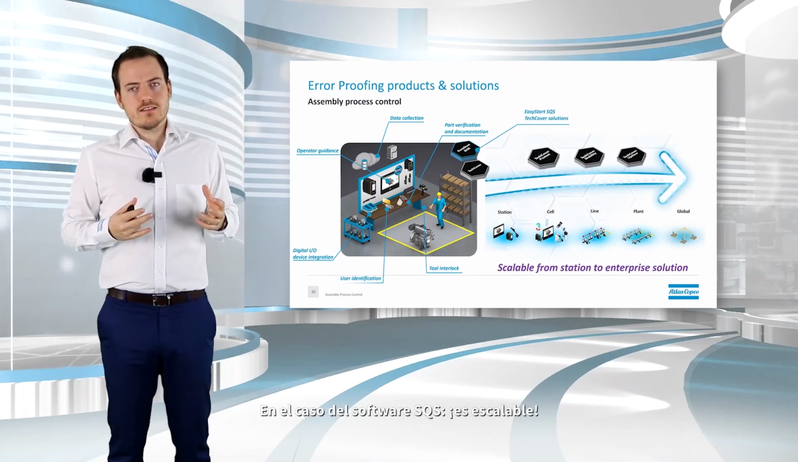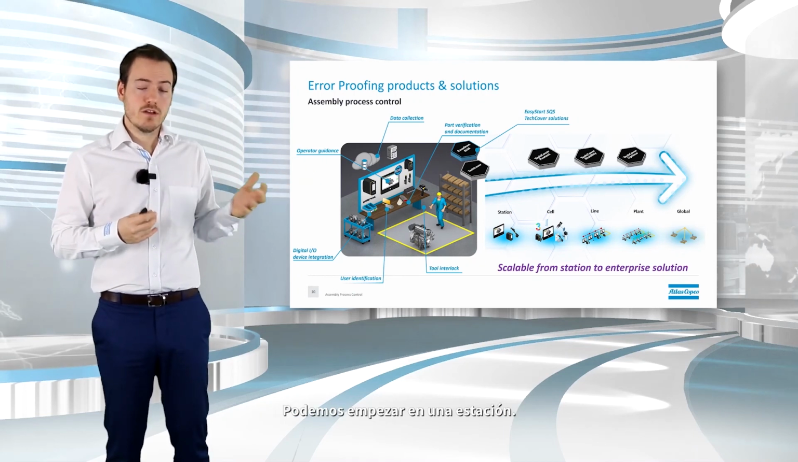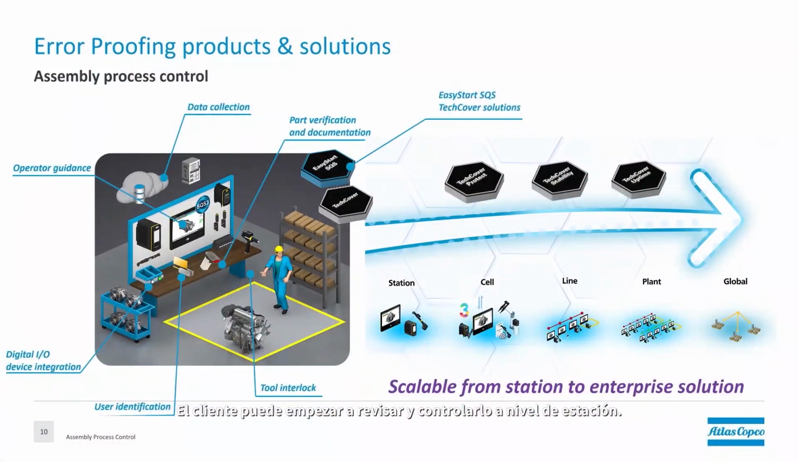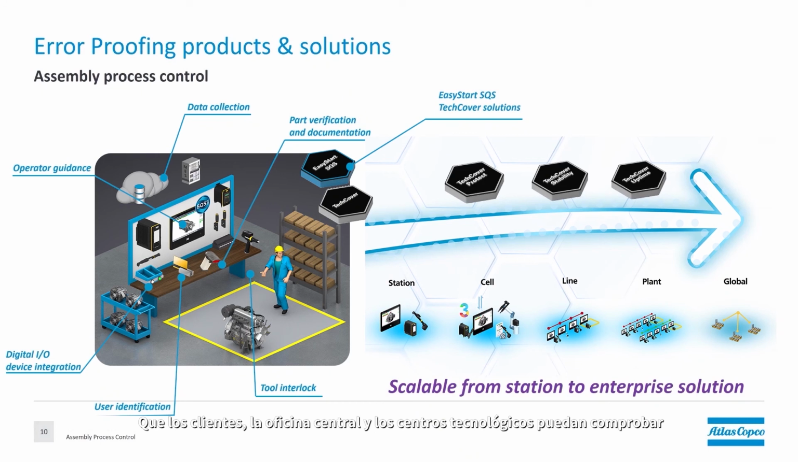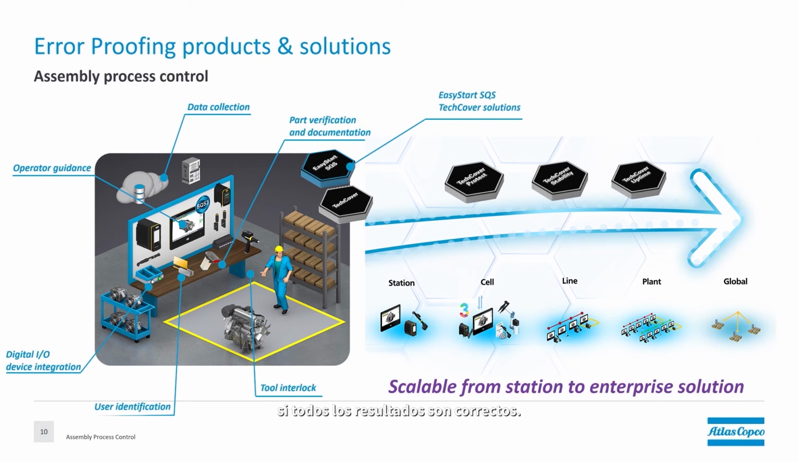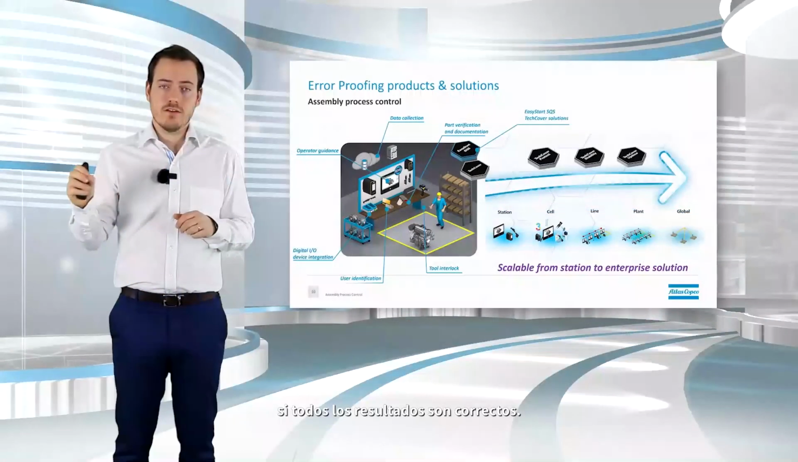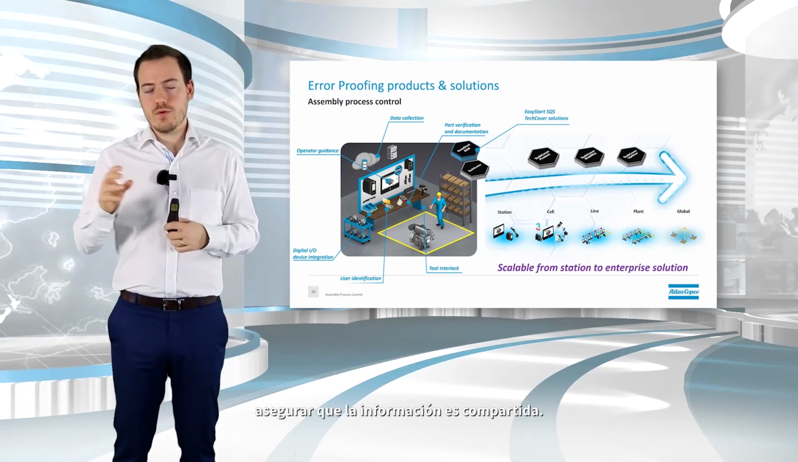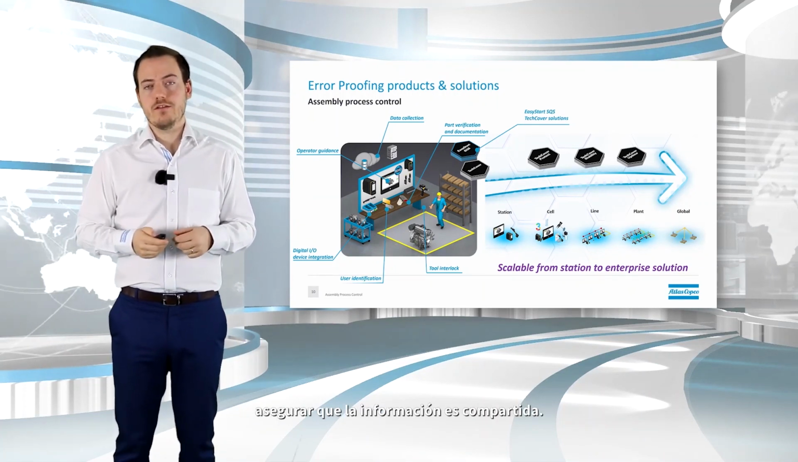And then in the case of SQS, it's scalable. That's quite nice, that we can start on one station, the customer can start checking and controlling this on a station level, then maybe on a cell level with more devices interconnected, then to a line, a complete line with a rework at the end, control the complete plant, multiple lines in parallel, and why not even globally, so that the customers and the headquarters and the tech centers can check that all the results are in the right way, and that if there is a problem on this plant or that plant, this information is shared.